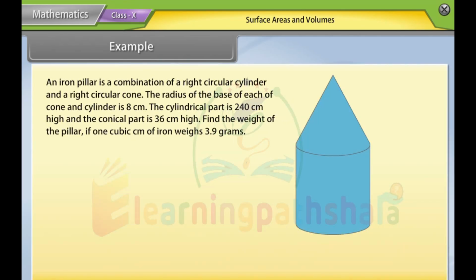An iron pillar is a combination of a right circular cylinder and a right circular cone. The radius of the base of each of the cone and cylinder is 8 cm. The cylindrical part is 240 cm high and the conical part is 36 cm high. Find the weight of the pillar if 1 cubic centimeter of iron weighs 3.9 grams.